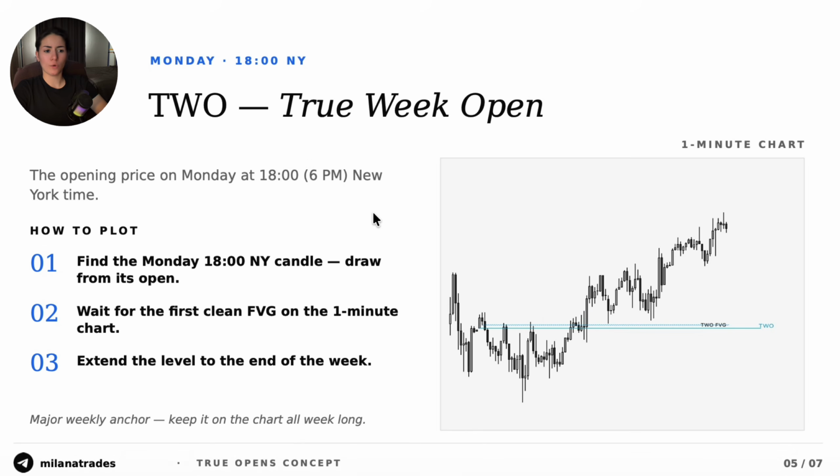Next, we have true weekly open. Let's start with the definition. Most traders think that the trading week starts on Sunday night when the markets open.